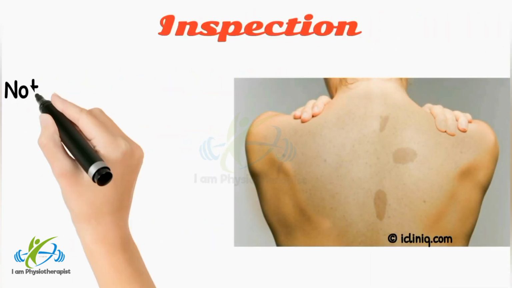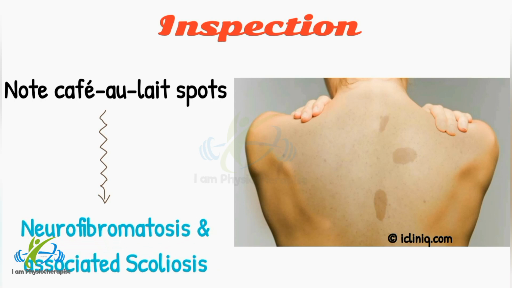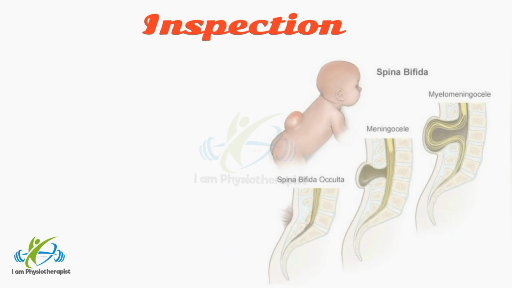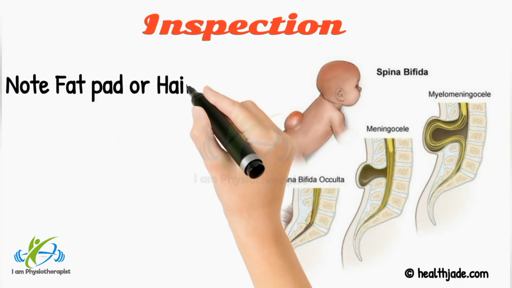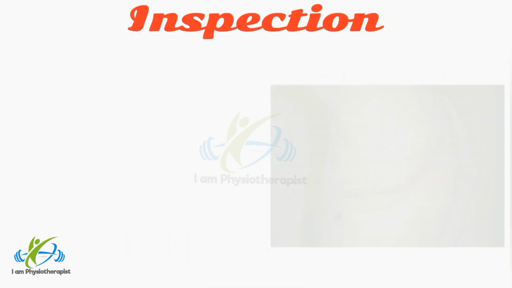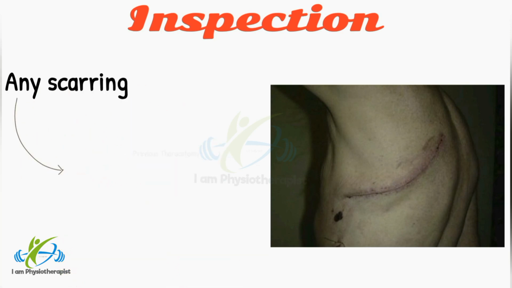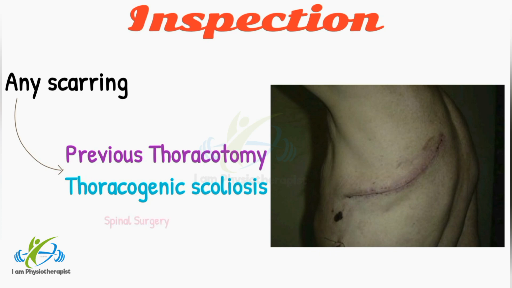Note café au lait spots, which may suggest neurofibromatosis and associated scoliosis. Note a fat pad or hairy patch, suggestive of spina bifida in children. Any scarring is suggestive of previous thoracotomy, and possible thoracogenic scoliosis or spinal surgery.